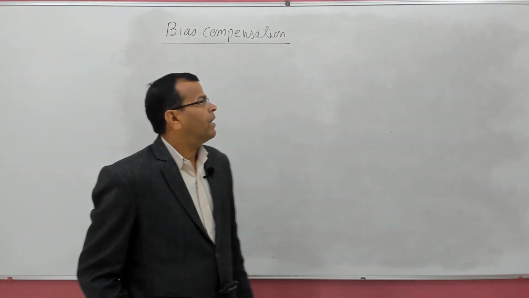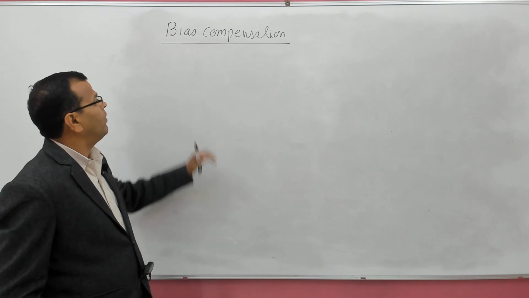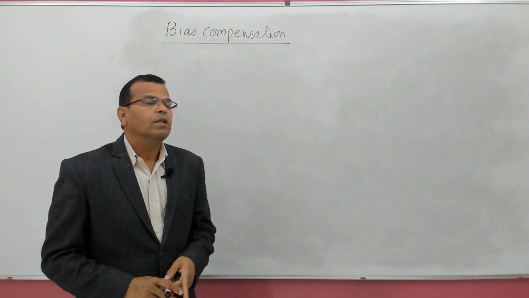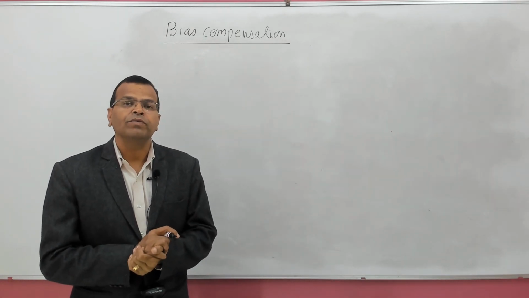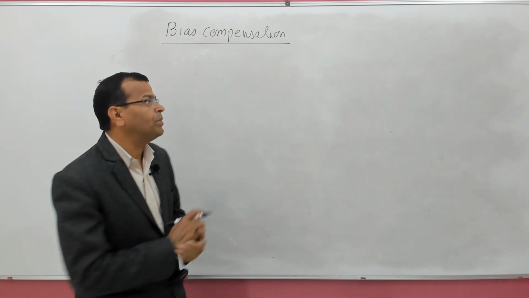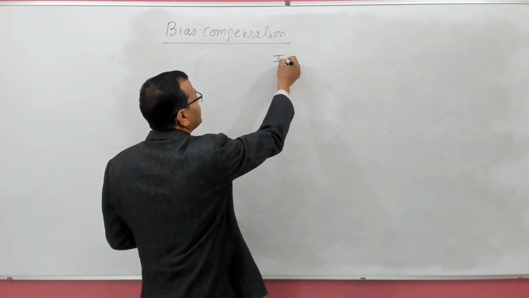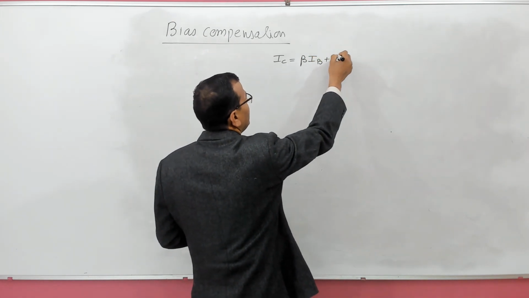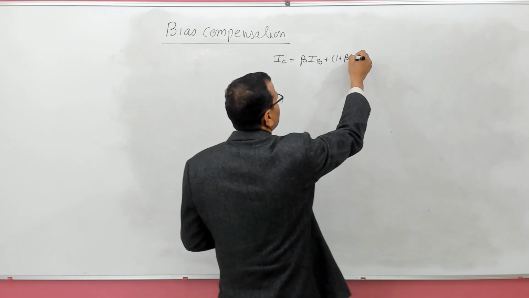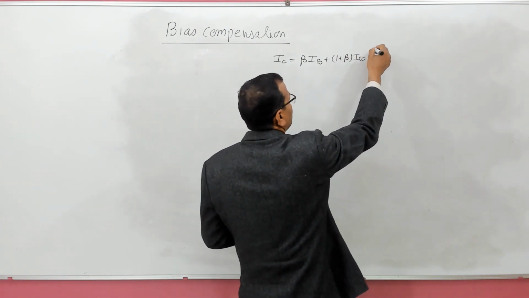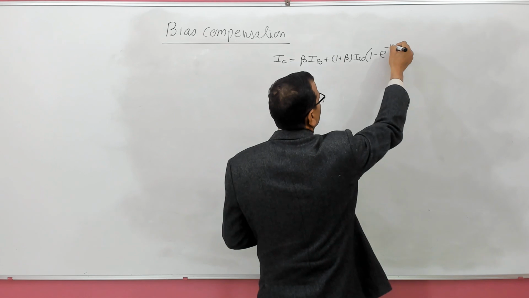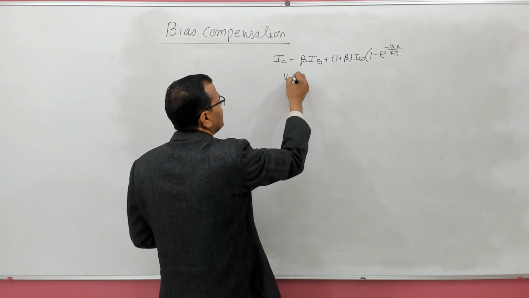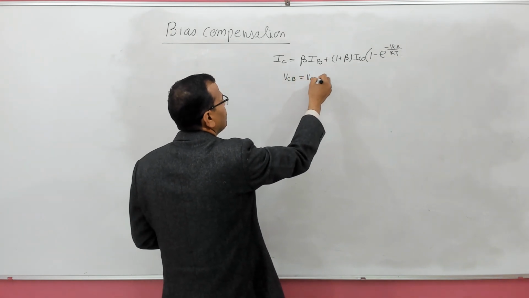Hello friends, in this video I will be talking about bias compensation of BJT. The meaning of bias compensation of BJT is that we know the collector current of BJT varies with change in temperature, because IC is equal to beta into IB plus (1 plus beta) into IC naught into (1 minus e raised to power minus VCB by KT), and VCB is equal to VCE minus VBE.